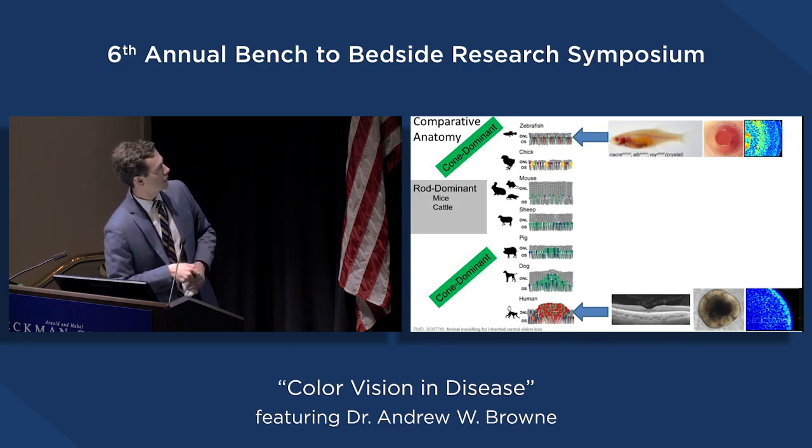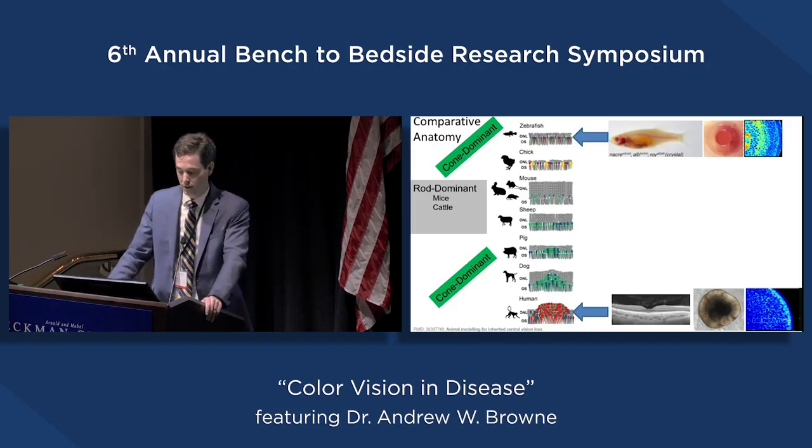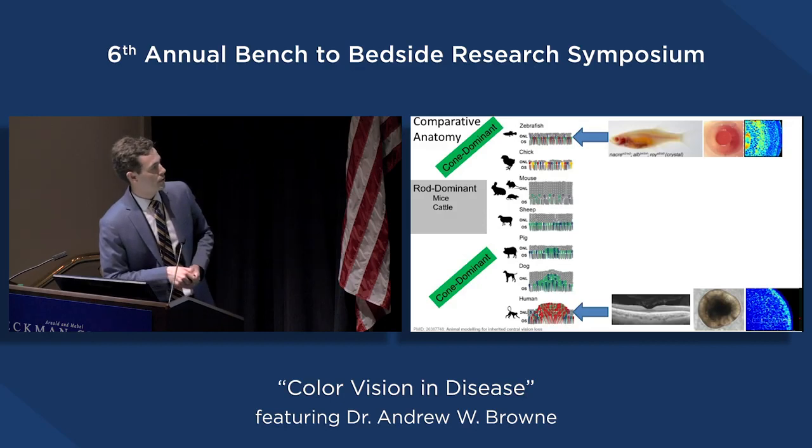So all of these animals here in the top and the bottom, these are cone-dominant species, and then the rod-dominant species are typically mice and cattle, rodents and cattle. If you look at the distribution in these different species, not all of them have a fovea. So we are unique in that we have a highly concentrated cluster of cones in the central part of our vision, whereas other animals might have a horizontal streak or a clustering of cones in the superior part of their retina.